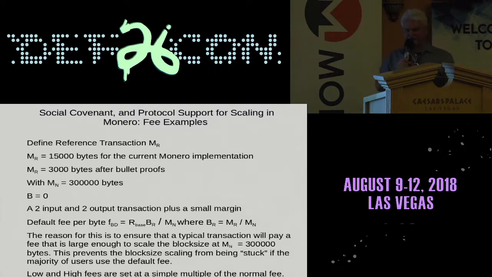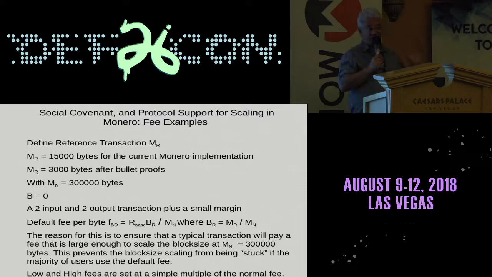So this allows us to then define two types of transactions. We define a reference transaction. A reference transaction is a typical Monero transaction that is applied at the minimal 300,000 byte penalty level. So what we're saying is we've got a 300,000 byte block size.